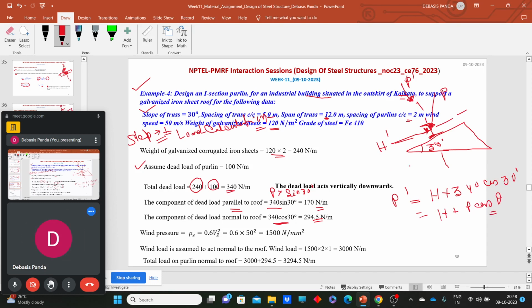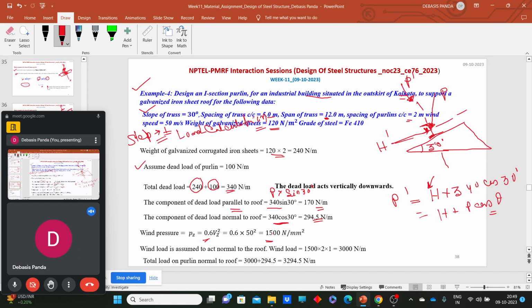Now the value of H is still unknown. What is that H? This is the wind load which is acting normal to the roof. Here for Kolkata, zone 0.6, we have found the zone factor, and Vz, that is the design wind speed, 50, is given. So the wind pressure comes as this.